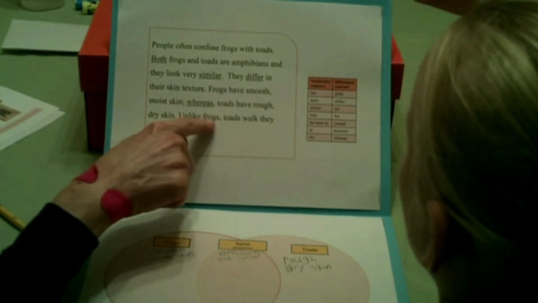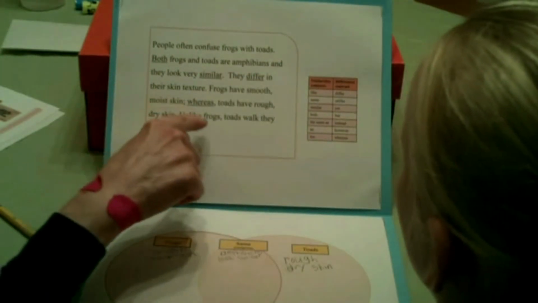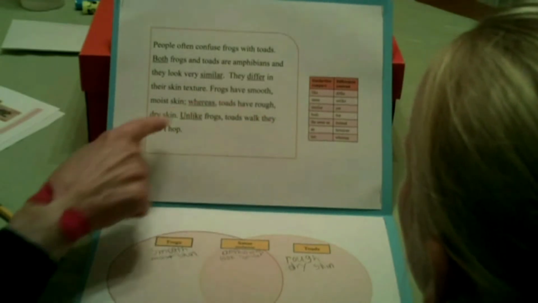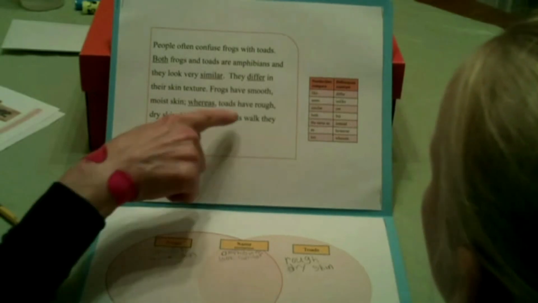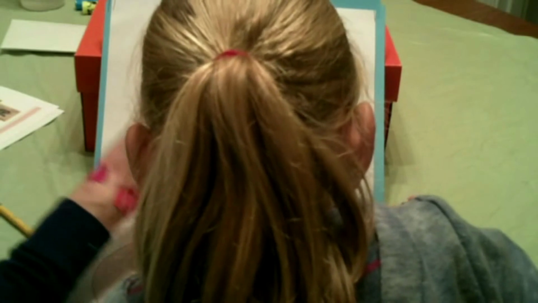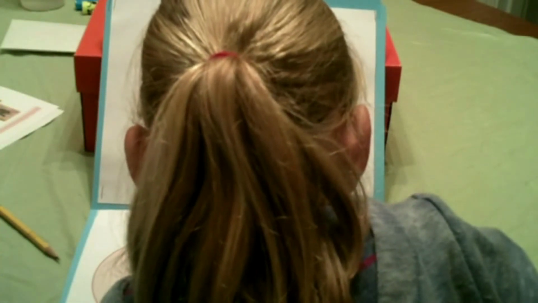Unlike frogs, okay, unlike is a contrast again. So let's see what's different. Toads walk. They don't hop. So what do toads do? Walk. So where would we put walk? With what? They walk. So with who? With what? Toad. With what animal? Sorry, toads. So you wrote the word toad, which is great.